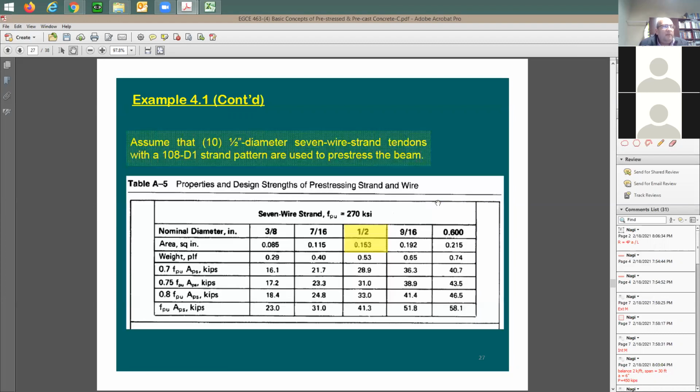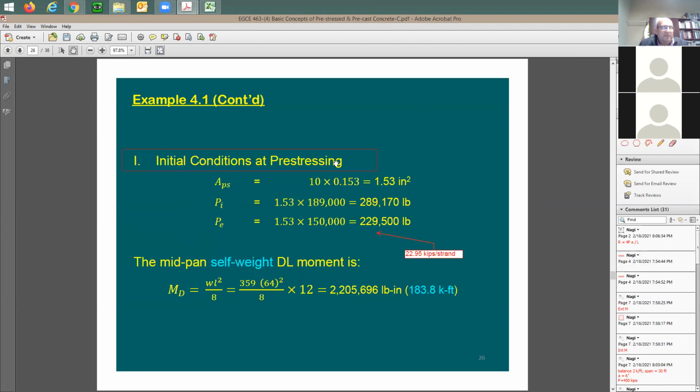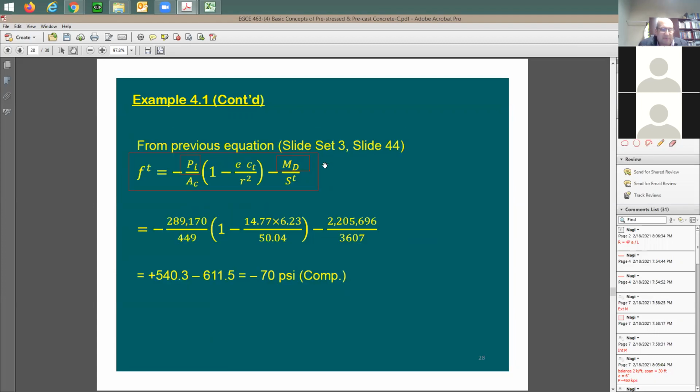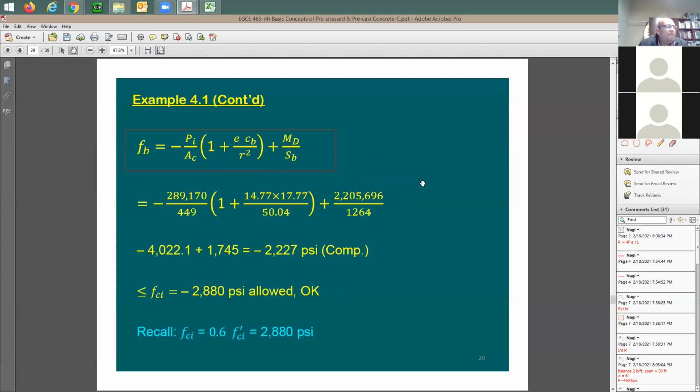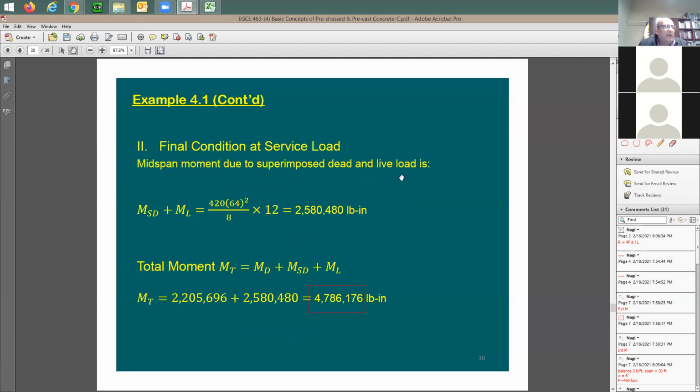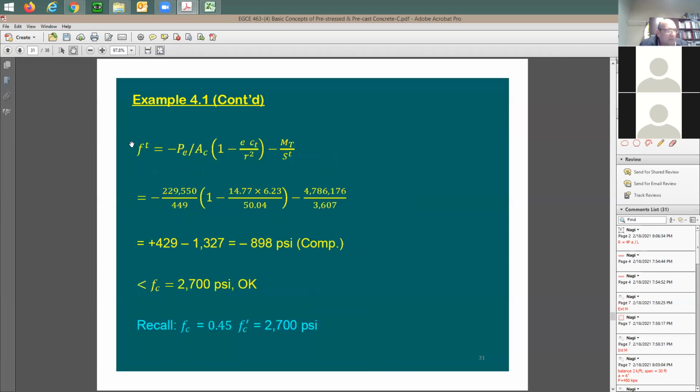So one case, which is initial condition, I'm going to be checking here the stresses top and bottom of the beam or the double T or the precast member. And then after you're done with this, you're going to be doing here the final condition at service. In this case, here's the equation. It looks very similar. Look at this. All the terms are almost the same. The only difference is going to be this PE and MP.